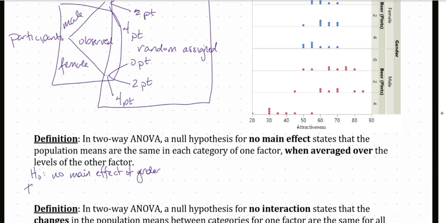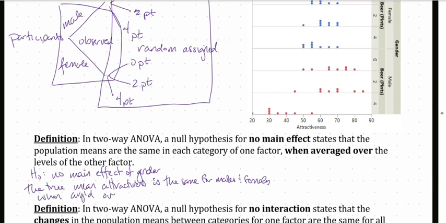That means that the mean, or the true mean attractiveness, is the same for males and females when averaged over all levels of alcohol. That is, if we disregard or regardless of the amount of alcohol they drink, when we think about males and females, they're going to talk to people of the same average attractiveness.